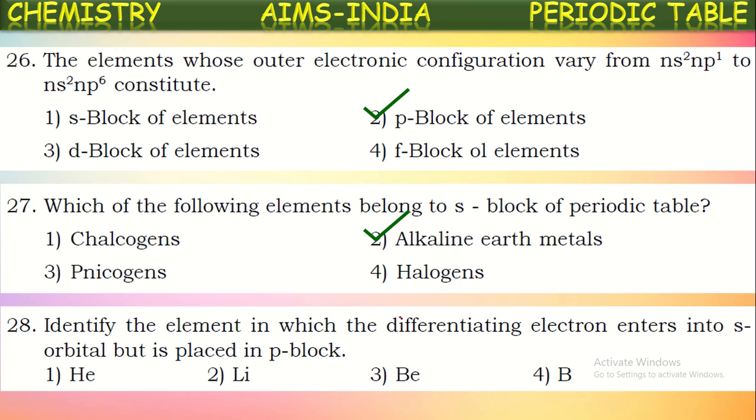Next, identify the element in which the differentiating electron enters into s orbital but it is placed in the p block.